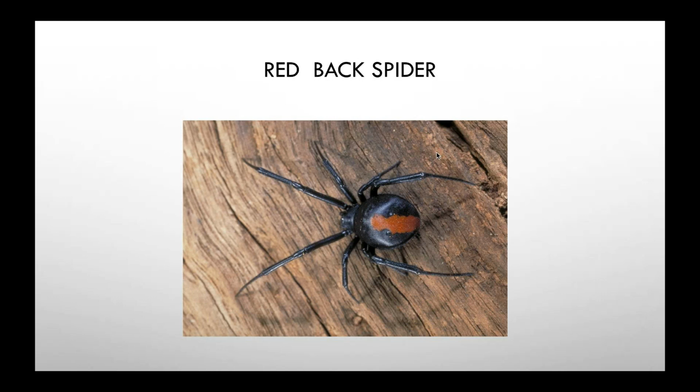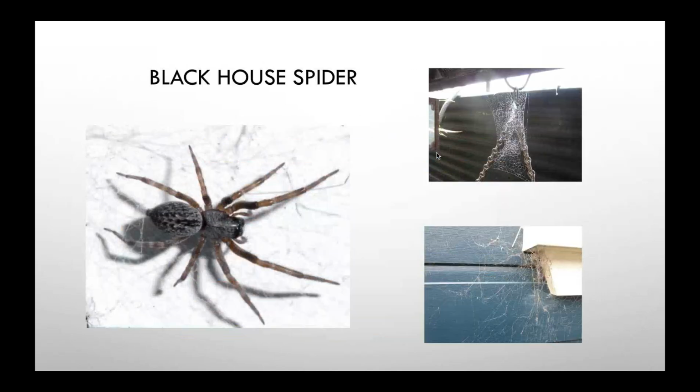So it's a thorough look, but you tend to have to look low down or in areas that are enclosed and to find the spider and deal with it that way. So that's the redback. Let's move on. And the next one we've got is the black house spider.